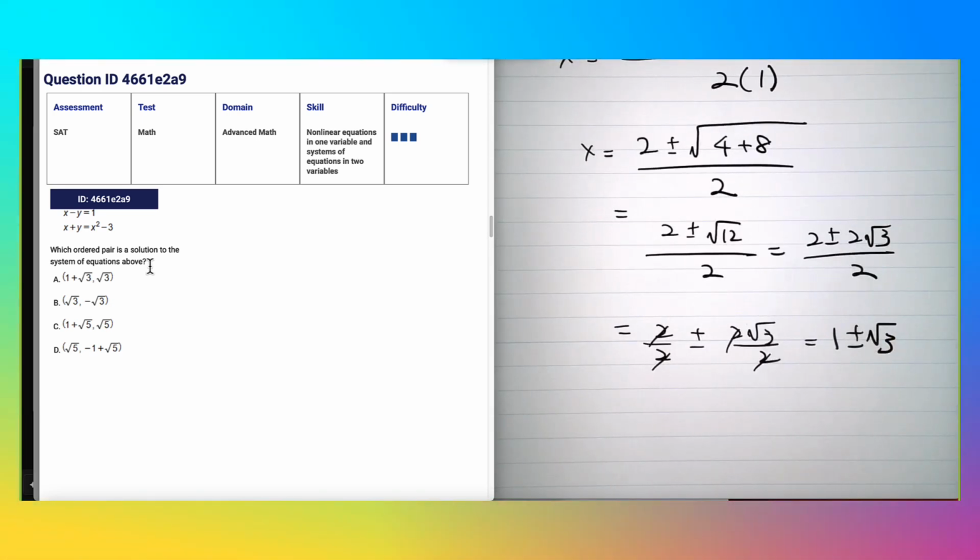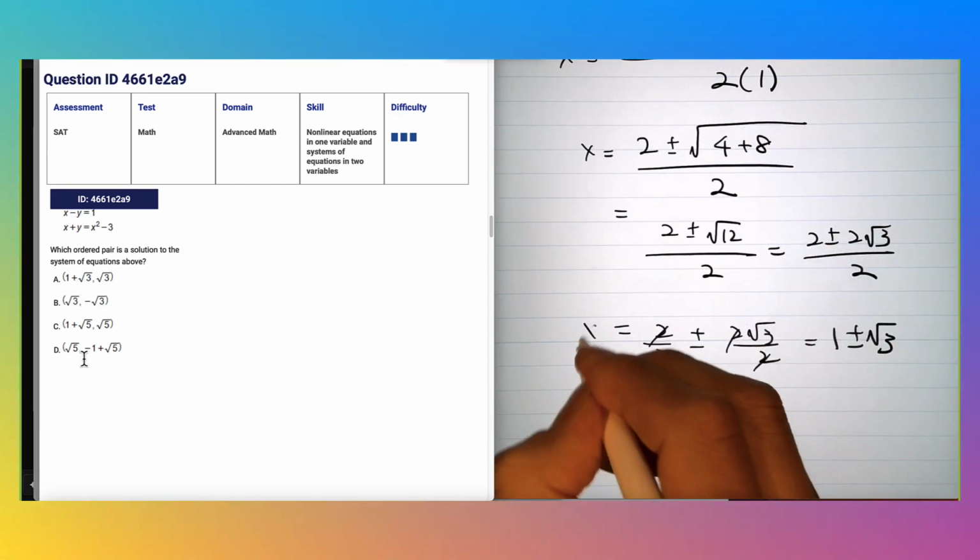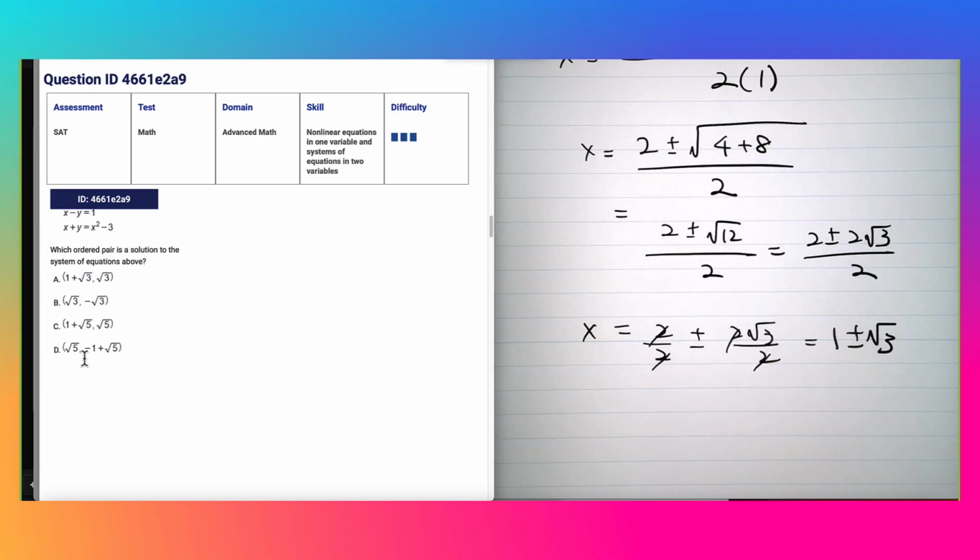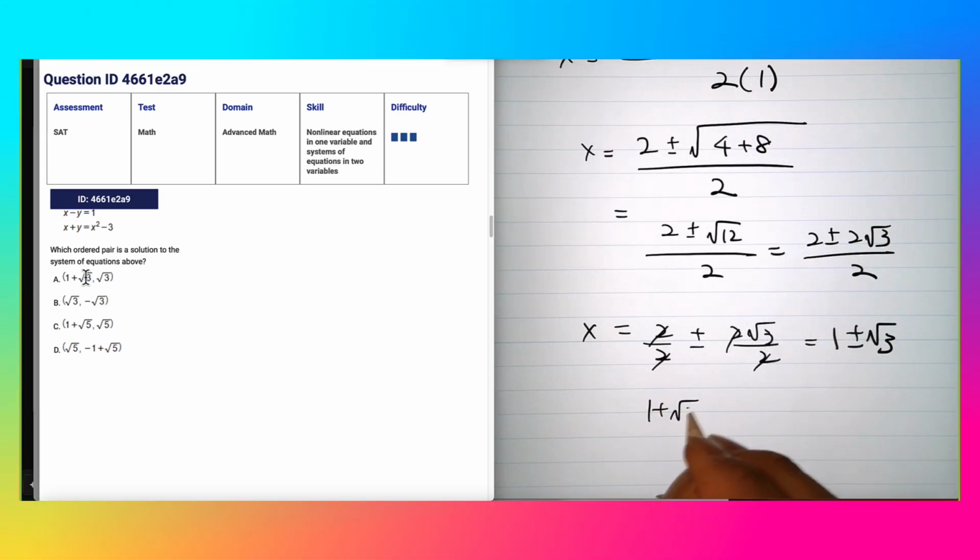Okay, so if you look at the answer choices, the only x values we can have are 1 plus radical 3 or 1 minus radical 3. Choice A is the only one that gets us there. Because that's the only x we have, we don't really need to check the y.